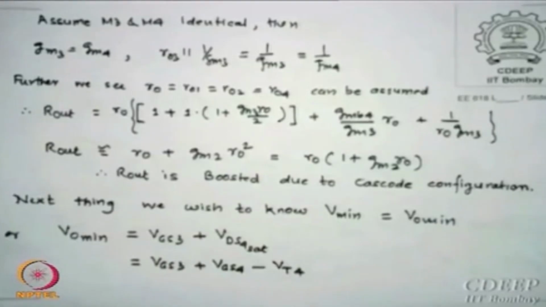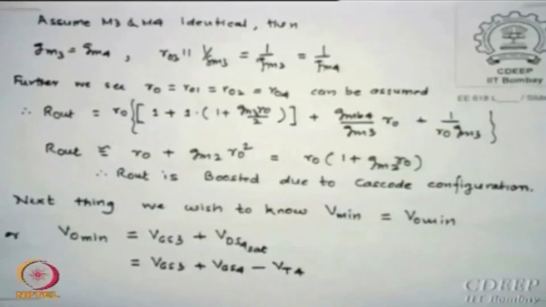Further boosting, how can we do? You can use cascode with a gain, so you can further boost RO in case you need further higher R out, though you may give some other penalty of power and area. What is VO minimum? VD4. At the end, what I wrote is otherwise also true, so I did not bother to check; it should be RO plus GM RO square, equivalently.